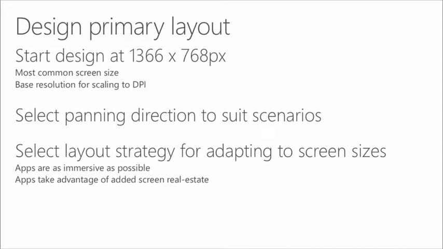So you're going to select a panning direction based on your particular scenario. Again, we talked about this earlier. The default guideline for panning is along the long edge, right? So if it's a 16 by 9 in landscape mode, along the long edge would be horizontal. If it's in portrait mode, the long edge would be a vertical pan. But that's the default. You really need to think about your scenarios.